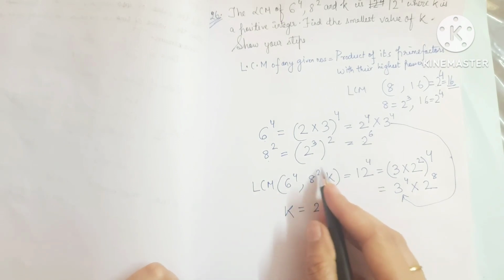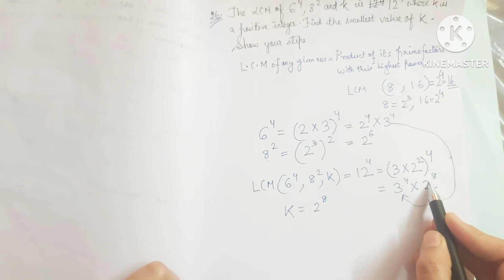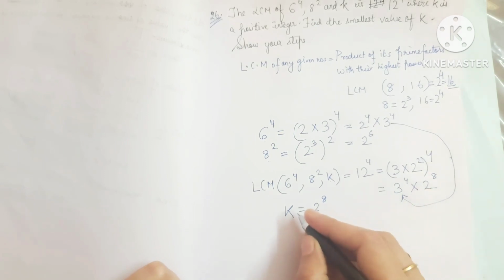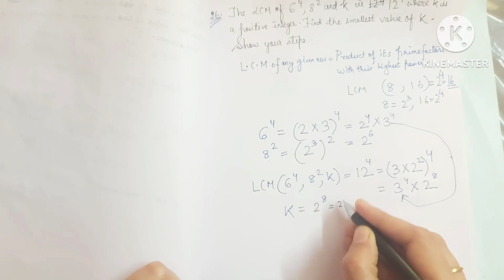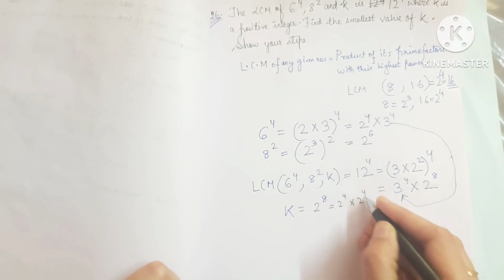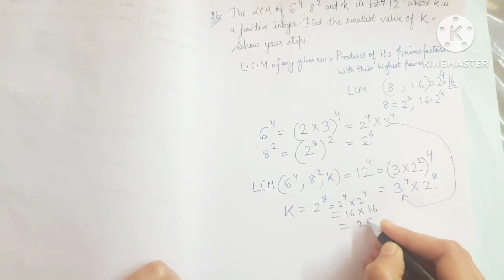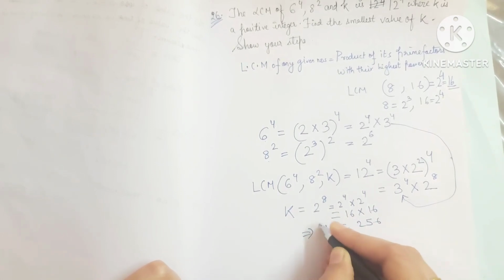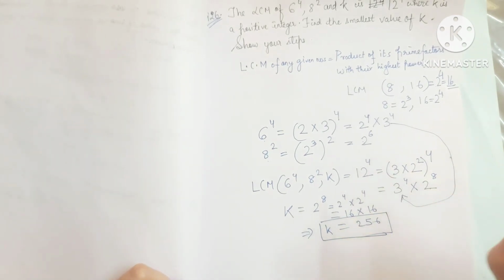तभी तो LCM of these three जो भी numbers हैं, it has got 2 to the power 8 in the LCM. So what is 2 to the power 8? If we break it, 2 to the power 8, 2 to the power 4 into 2 to the power 4, it will be 16 into 16, which is 256. So finally k value will be 256. It's a positive integer, and it is the value for question number 26.